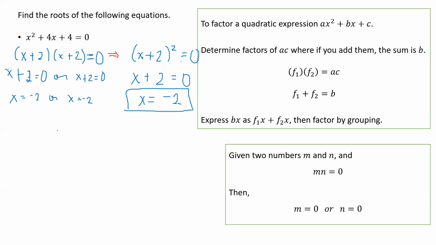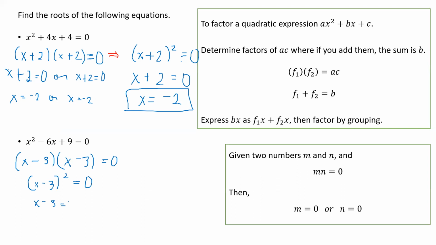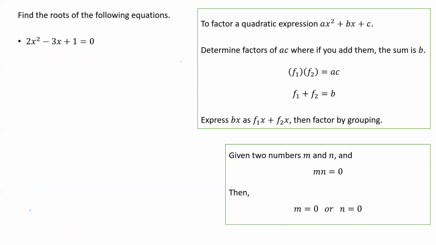Let's try another one with the same pattern. x squared minus 6x plus 9. Again, we can write this as x minus 3 times x minus 3 is equal to 0, or x minus 3 squared is equal to 0. And that just means x minus 3 is equal to 0, and the root is x is equal to 3. You can try to find other roots. Good luck.